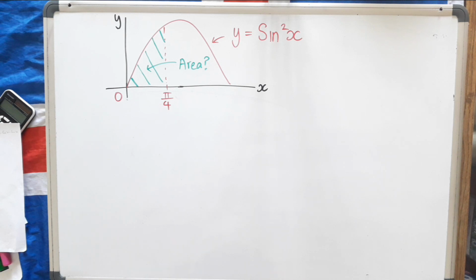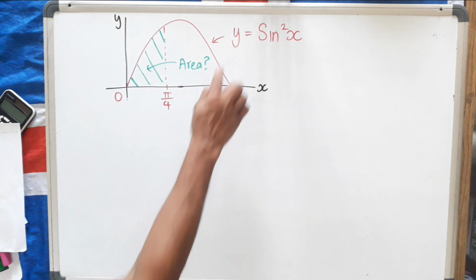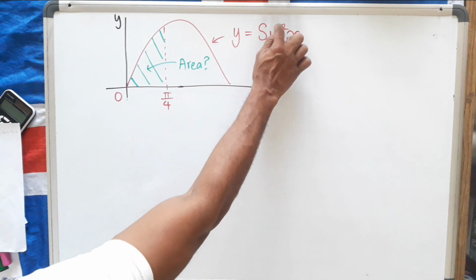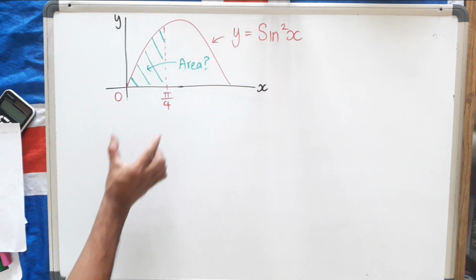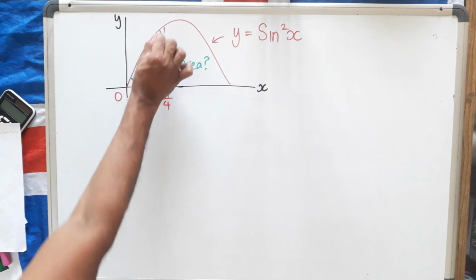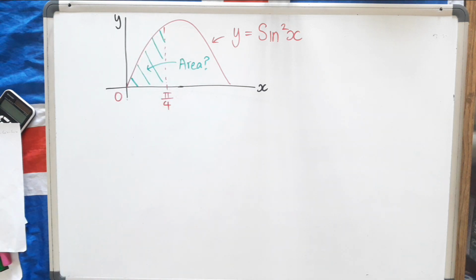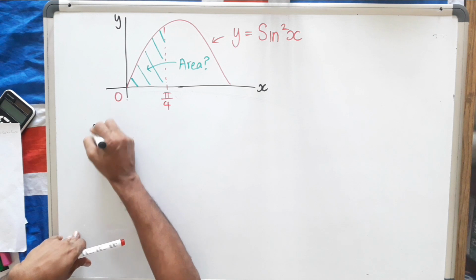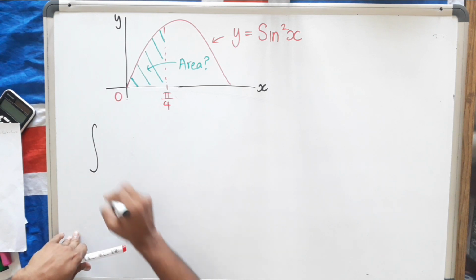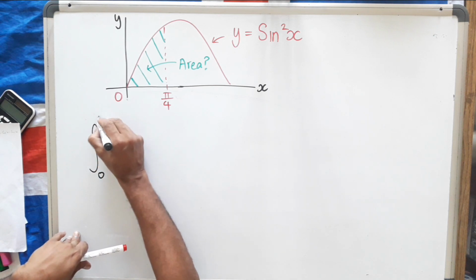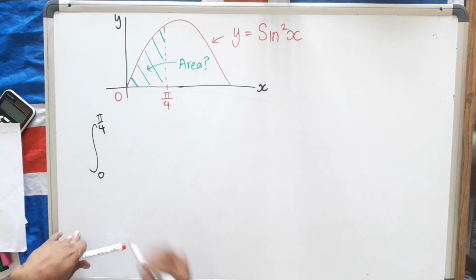I already laid out your first question. I'm giving you a graph, and the equation of the graph is y equals sine squared x, and I want you to find the area of the shaded region, the green region. Now here's the thing. When it comes to trig functions and you want to find the area, you know it's an integration question. So you want to integrate between 0 and pi on 4.